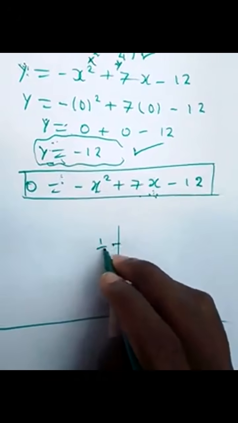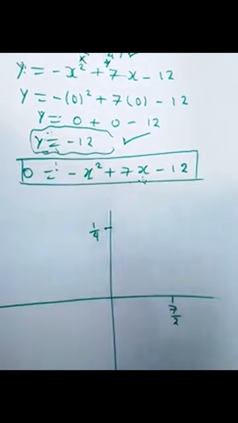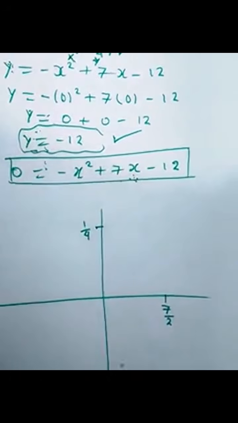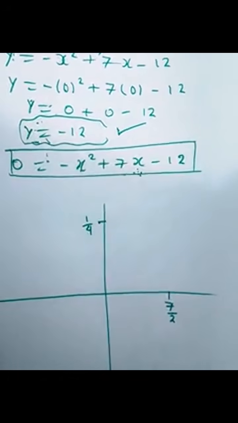So the turning point is simply a point where a graph is going to turn from. The other terminology that I like using is the vertex. They will tell you to find the vertex.